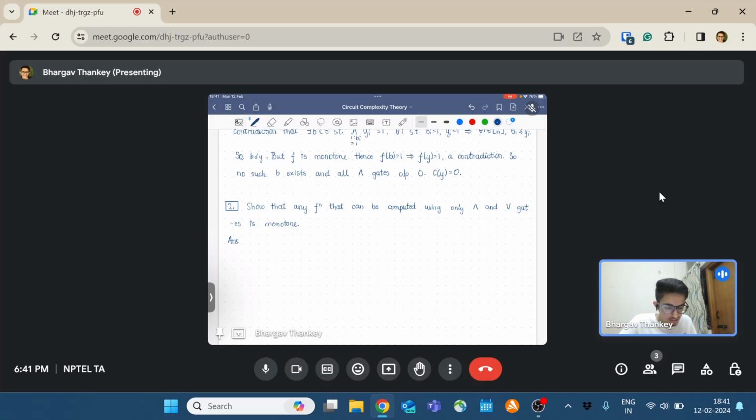So you are claiming, I think, that if you combine a bunch of monotone functions using AND and OR, you get a monotone function, right? Right. So how would you argue that? I thought you would ask, because the gates are individually monotone and I'm combining them, the combining operation should also retain monotonicity, right? Right. Exactly. Just give me a second.